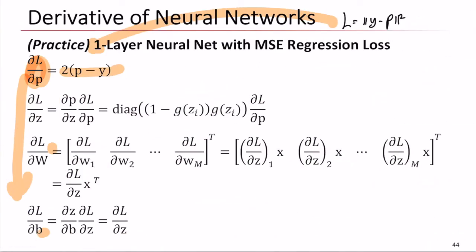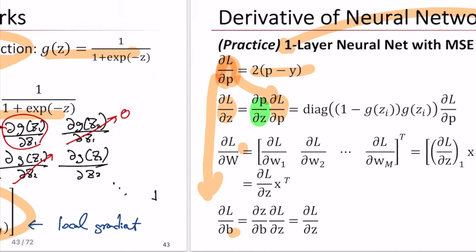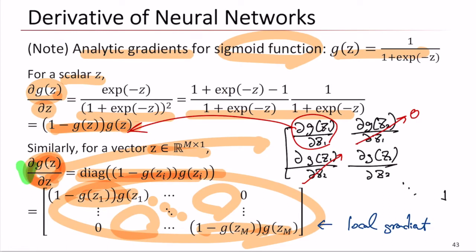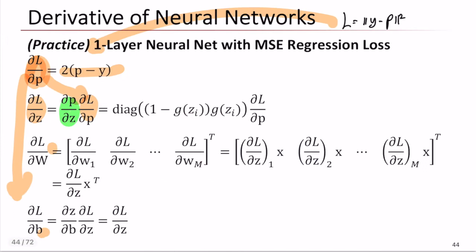And then the next one is the loss gradient with respect to z, which is equal to the loss gradient with respect to p, which we already know, times the local gradient of p over z. This is the local gradient for the sigmoid function, the diagonal matrix of (1 minus g(z_i)) times g(z_i), times the upstream gradient, right? Let's write that. Upstream gradient. Local gradient. And downstream gradient.